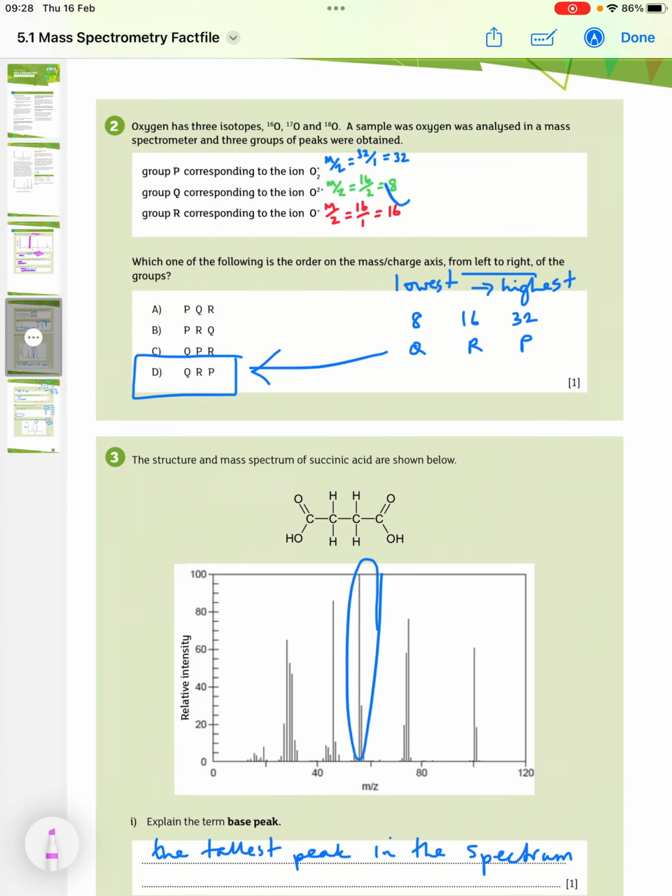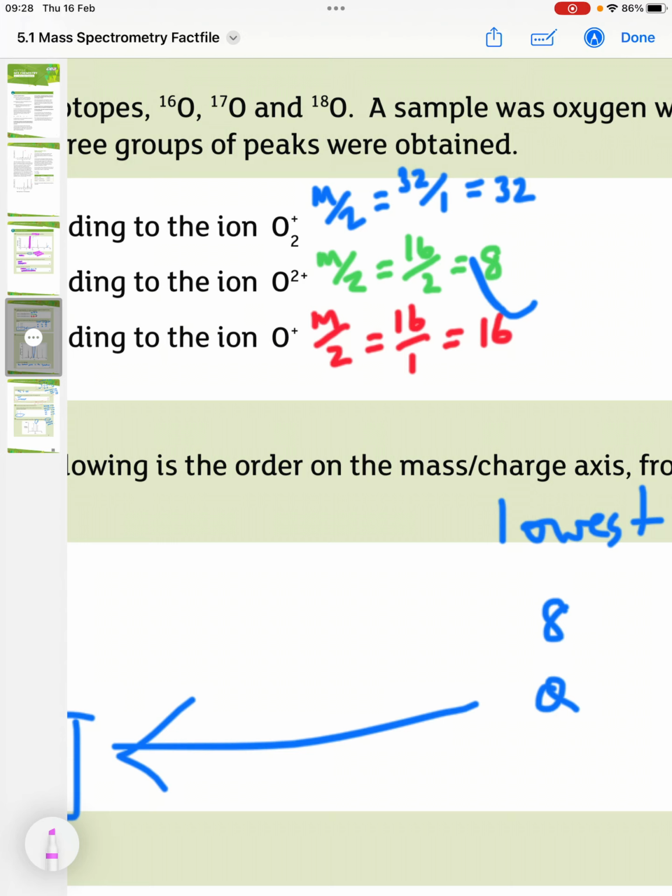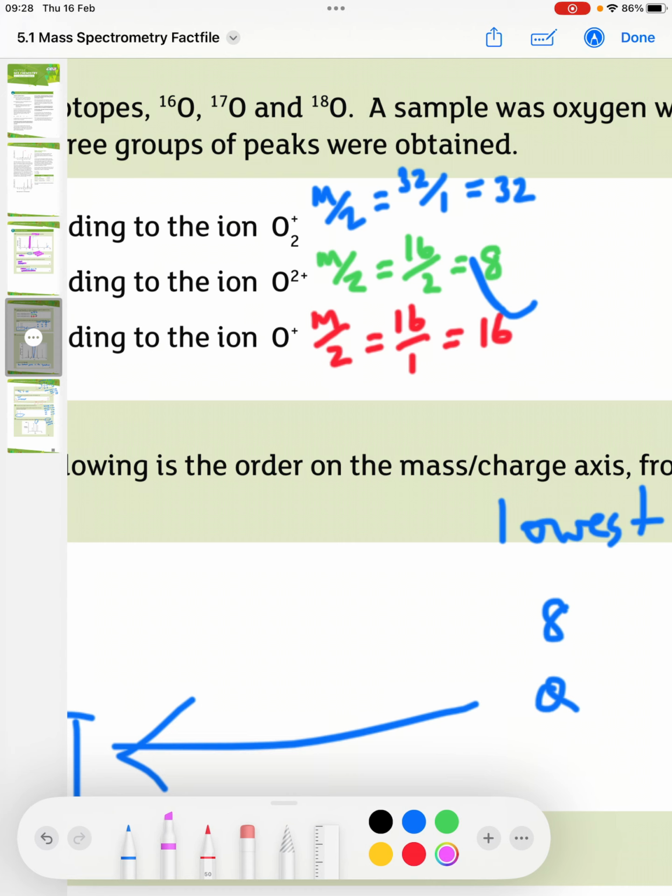Okay, next question. Oxygen has three isotopes, O-16, 17 and 18. So a sample of oxygen was analysed in a mass spectrometer, and three groups of peaks were obtained. So there was a group corresponding to the O2+ ion, the O2+ ion with a 2+ charge, and then one which is just the O+ ion.